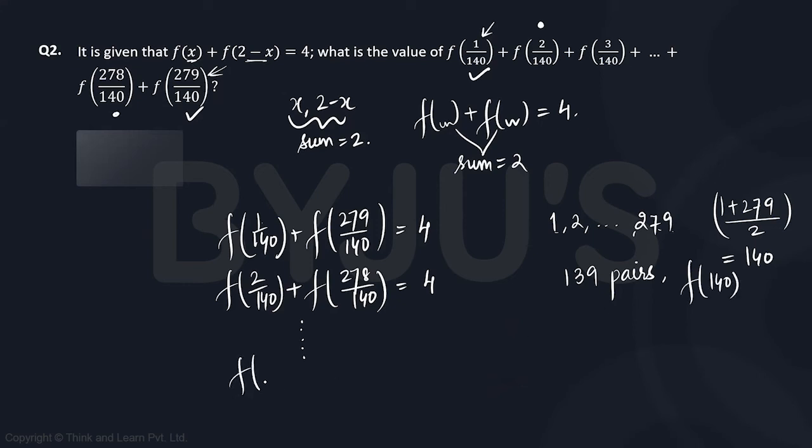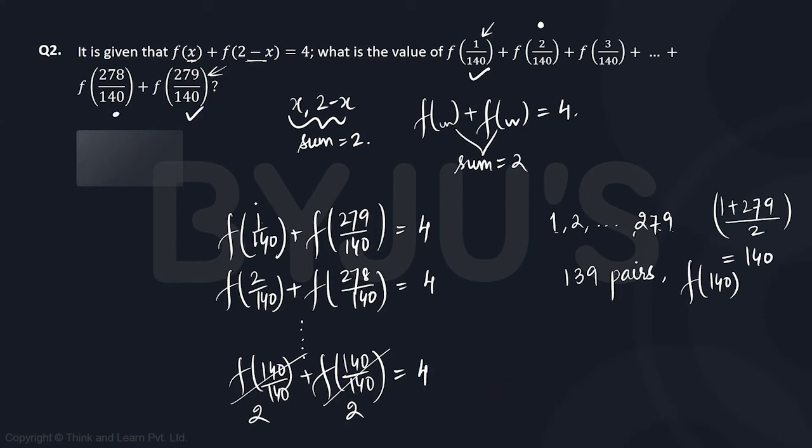So can we say f(140/140) + f(140/140)? The sum of the values within the brackets is again 2. So this will again result in 4, which means the value of each f(140/140) is 2 because they are the same thing.